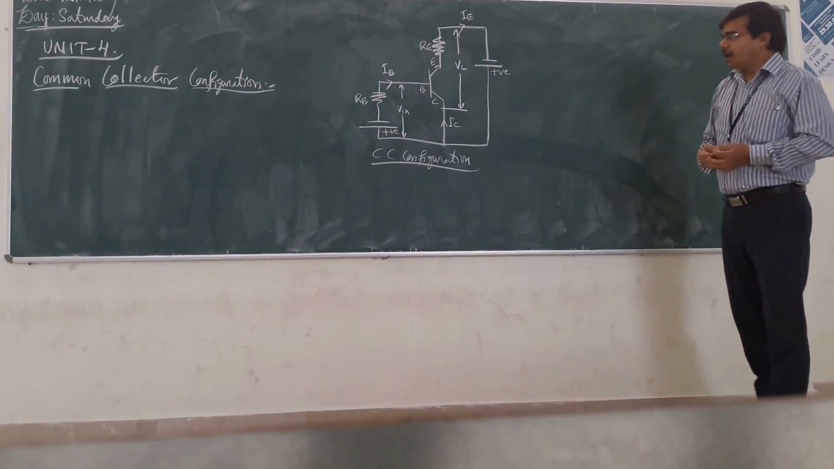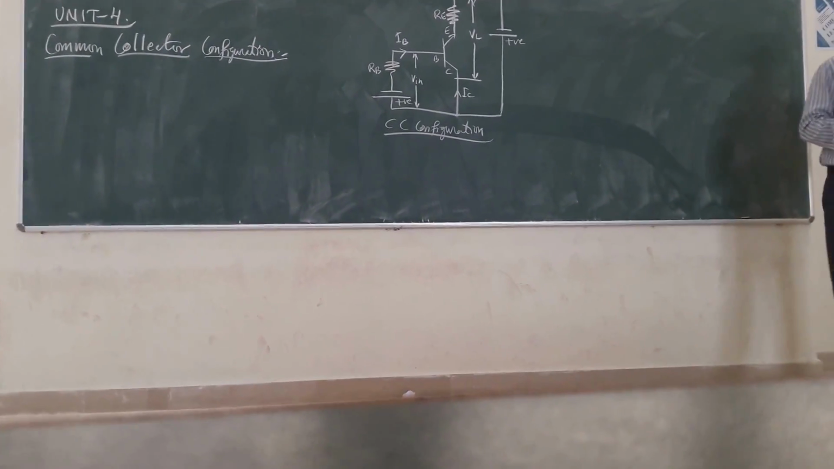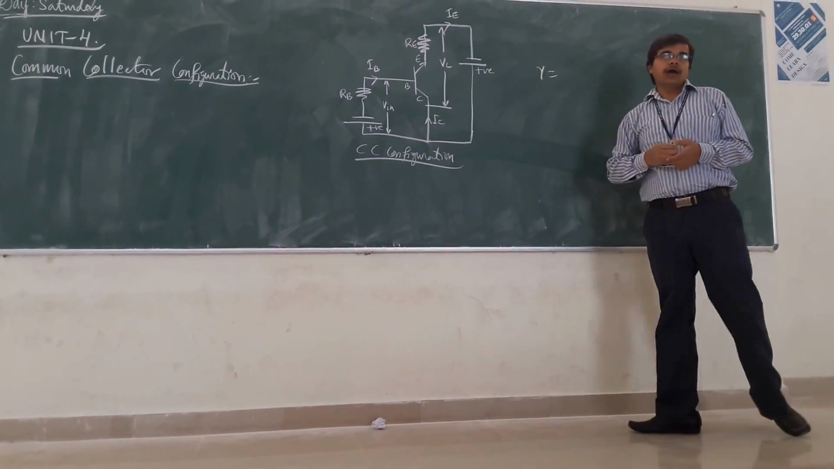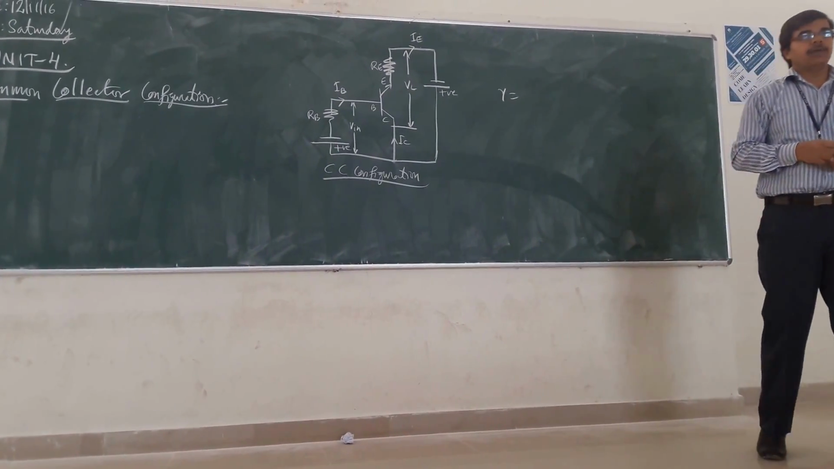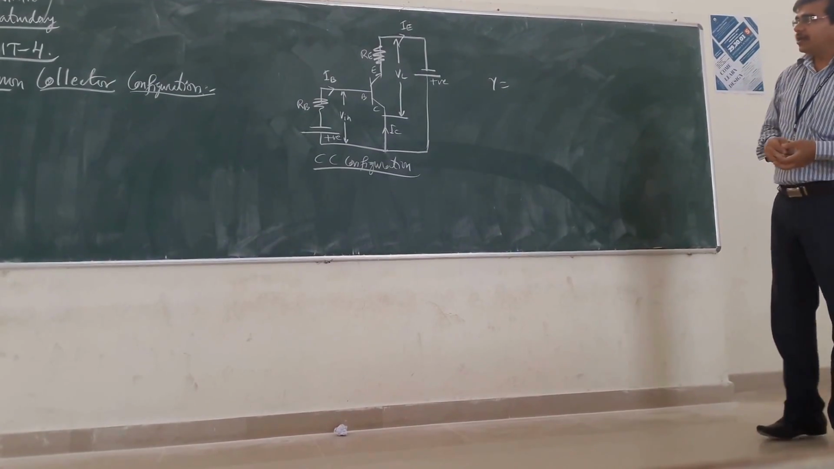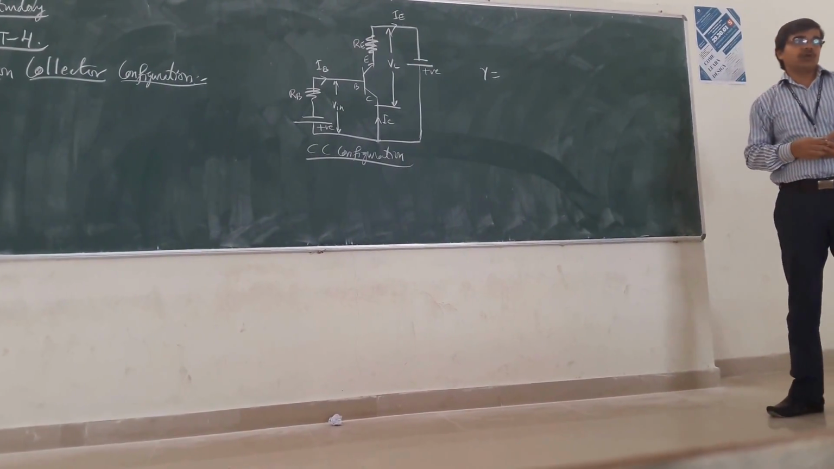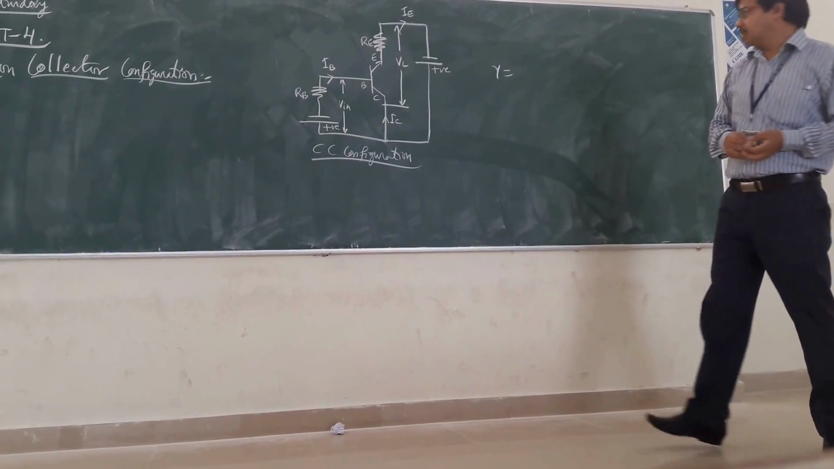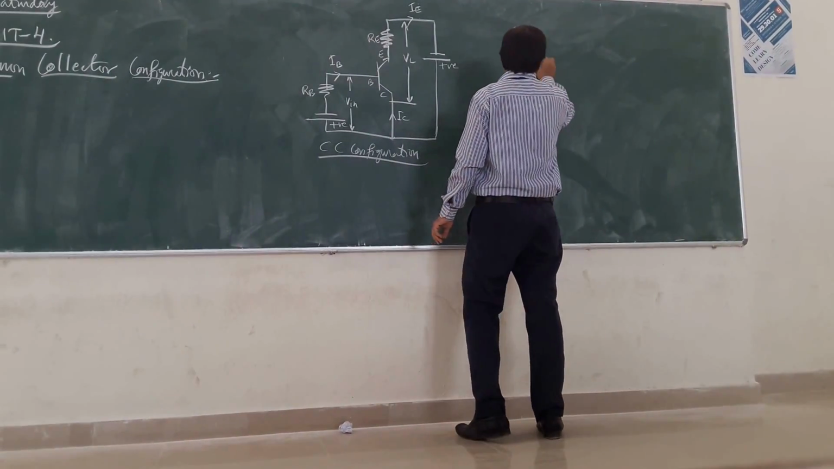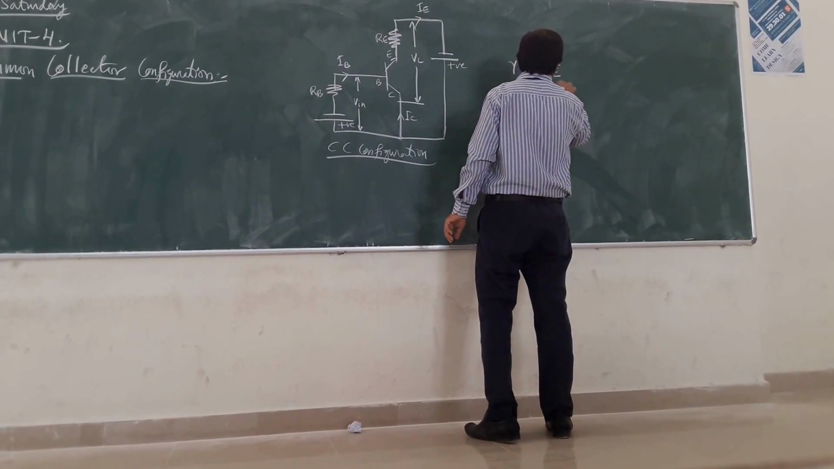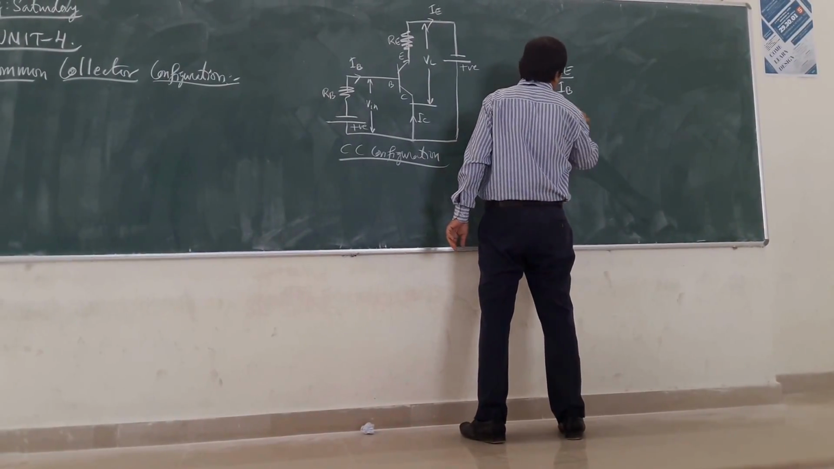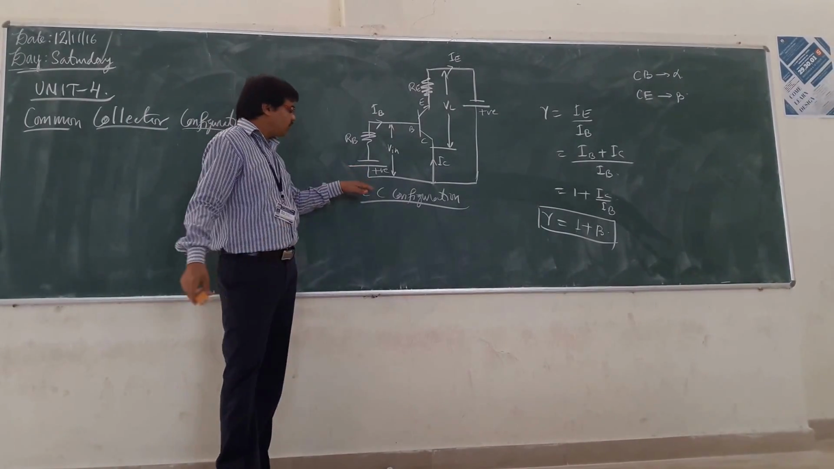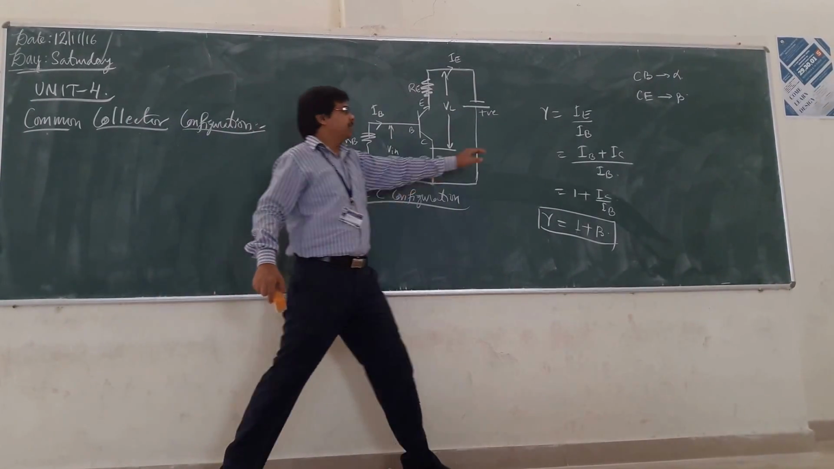Here we can go for your current amplification factor. Here we will have the gamma. Gamma will be the current amplification factor. Earlier, in case of your common base and common emitter, we have seen the alpha and beta as the current amplification factor. In case of your common collector configuration, it is your gamma.